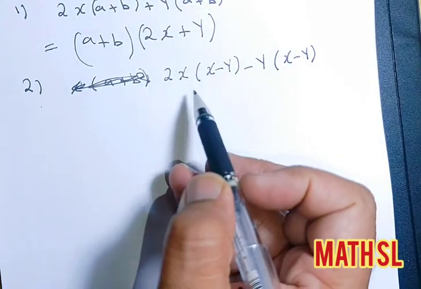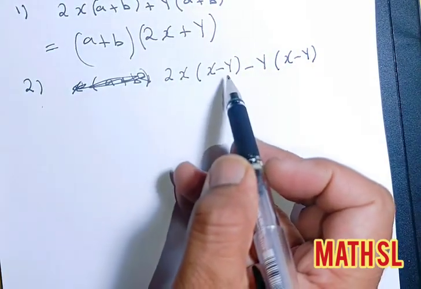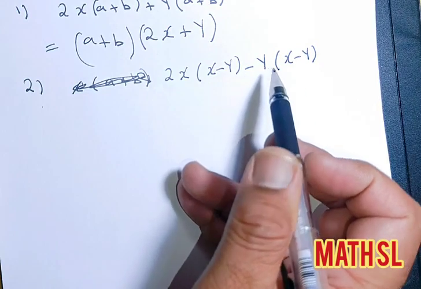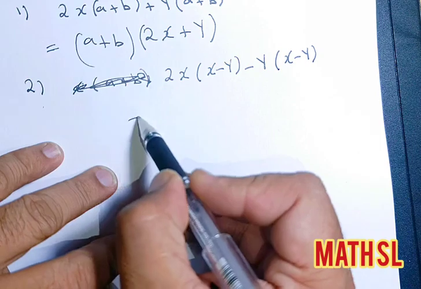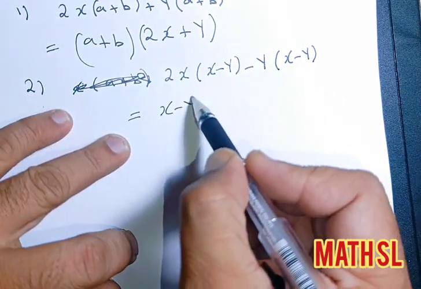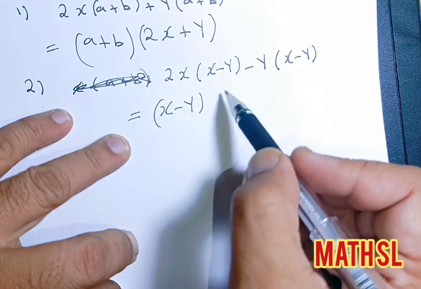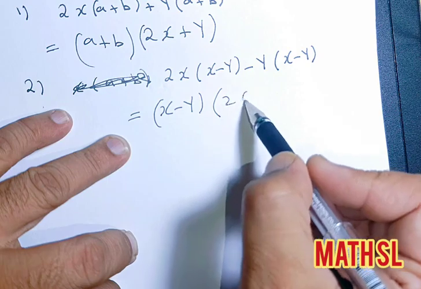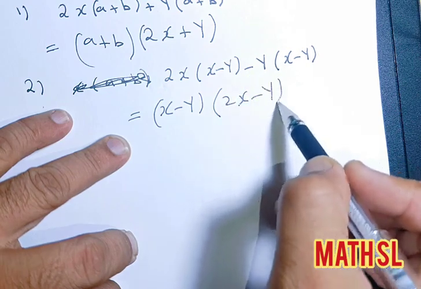My second question is 2x(x − y) − y(x − y). I can see here (x − y) is a common bracket. I take it out from these two expressions, and what we are left with is 2x − y. This is my final answer.